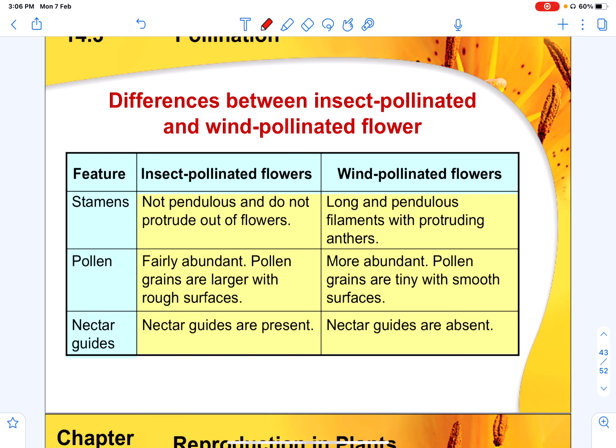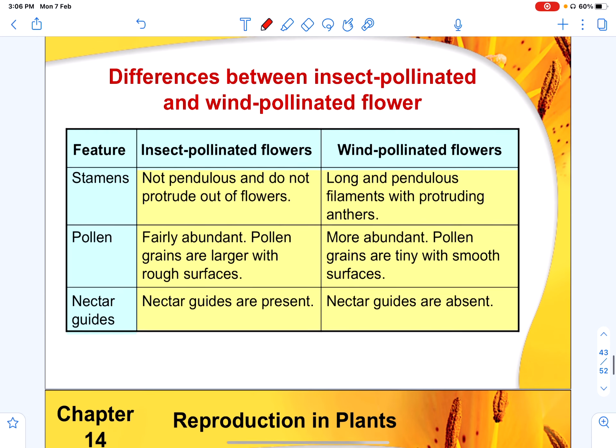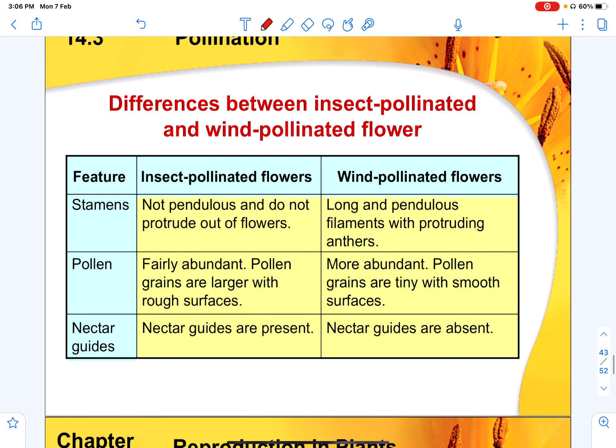So pollen grains are also larger and have a rough surface. Mainly they have hair-like hook structures to help hook onto the insect body to be transported easily. Whereas wind-pollinated pollen tends to have a flatter surface and wing-like structures to carry the pollen grains easily. And they are of course tiny and more abundant. Nectar guides will be present for insect-pollinated flowers, and for wind-pollinated flowers the nectar guides will be absent. So these are generally the main ideas.